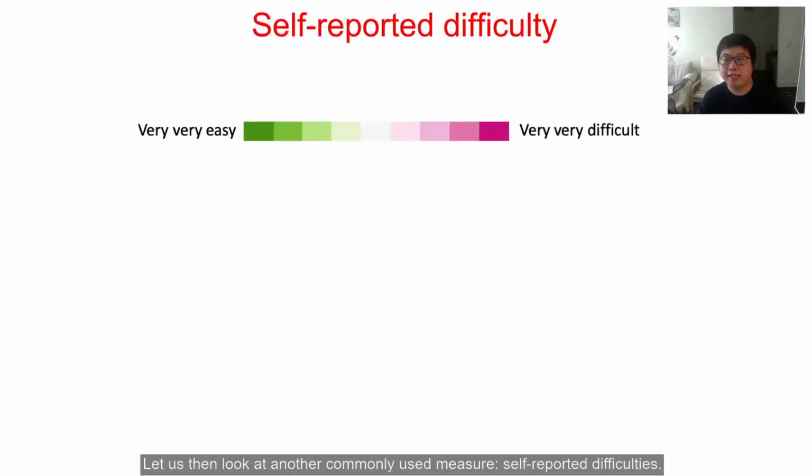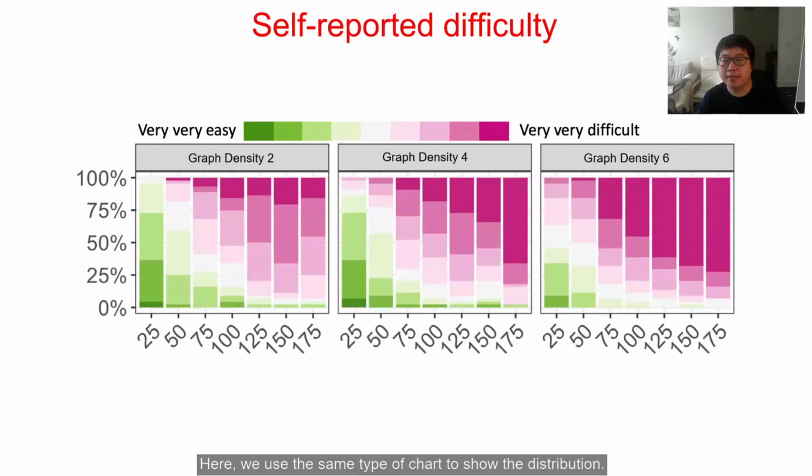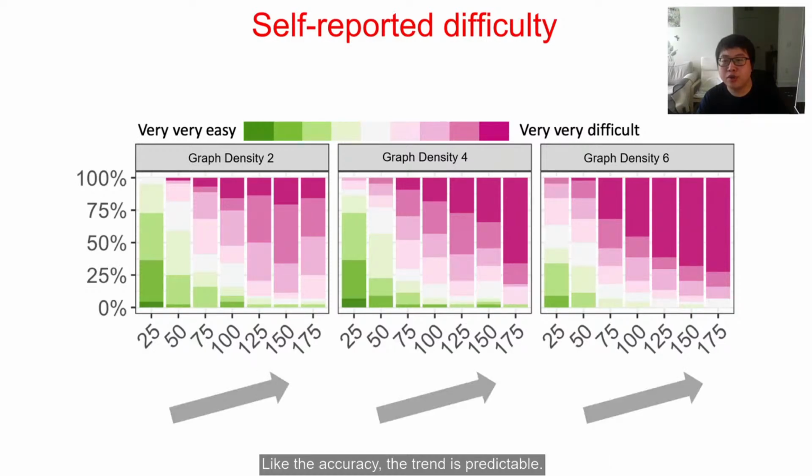Let us then look at another commonly used measure, self-reported difficulty. We asked our participants to rate each trial on a 9-point Likert scale, from very easy to very difficult. Here we use the same type of chart to show the distribution. Like the accuracy, the trend is predictable. There is an overall positive correlation between the number of nodes and the reported difficulty in all graph densities.